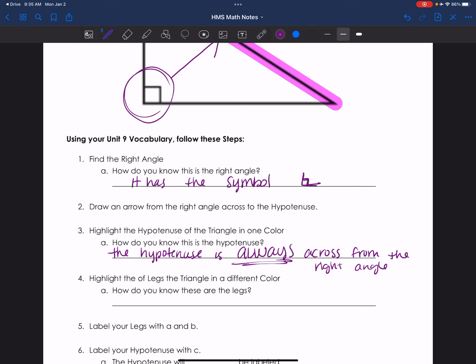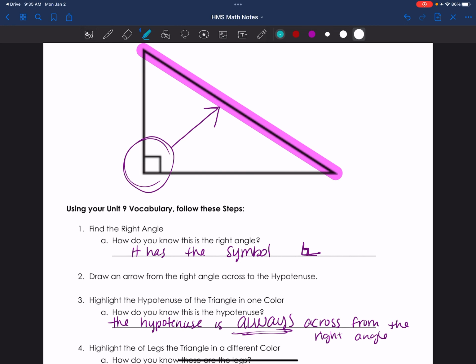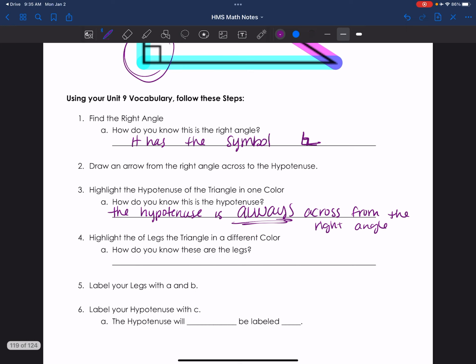Cool. Number four, highlight the legs of the triangle in a different color. And I'm gonna say no, you don't have to highlight them in two different colors, just one different color, because truly leg A and leg B pretty much are interchangeable. So here's leg A, I'm just gonna say, and then here's leg B. And I know that those are my legs because they are touching the right angle. They are always touching the right angle. So the hypotenuse is across from the right angle. The legs are the two that are touching the right angle. Basically, they're the two sides that make up the right angle.